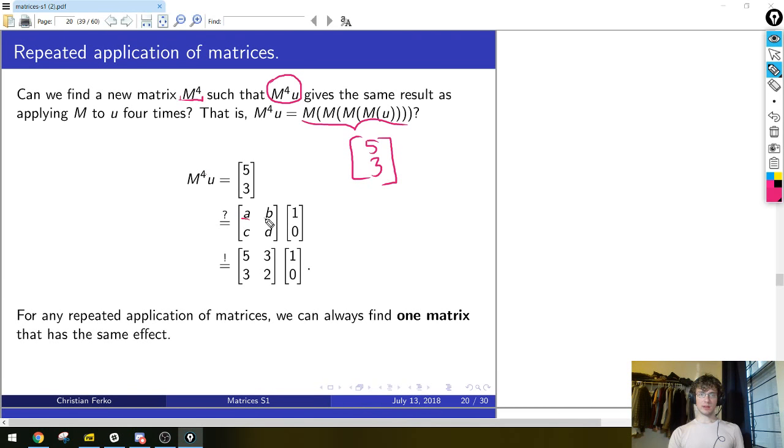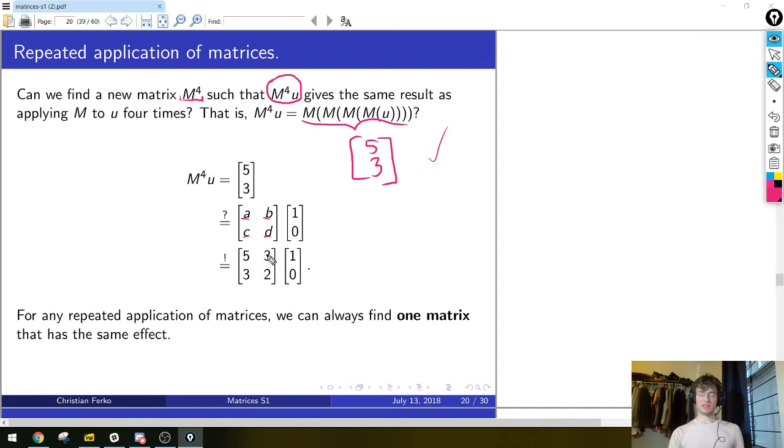So we would like to find 4 numbers a, b, c, and d, with the property that if we matrix multiply that times the vector 1, 0, we will get 5, 3. So I think that this matrix will work. If we put 5 and 3 in these two positions, then when we matrix multiply, we will get 5 in the first slot and 3 in the second slot, which is the same as what we found on the previous slide.